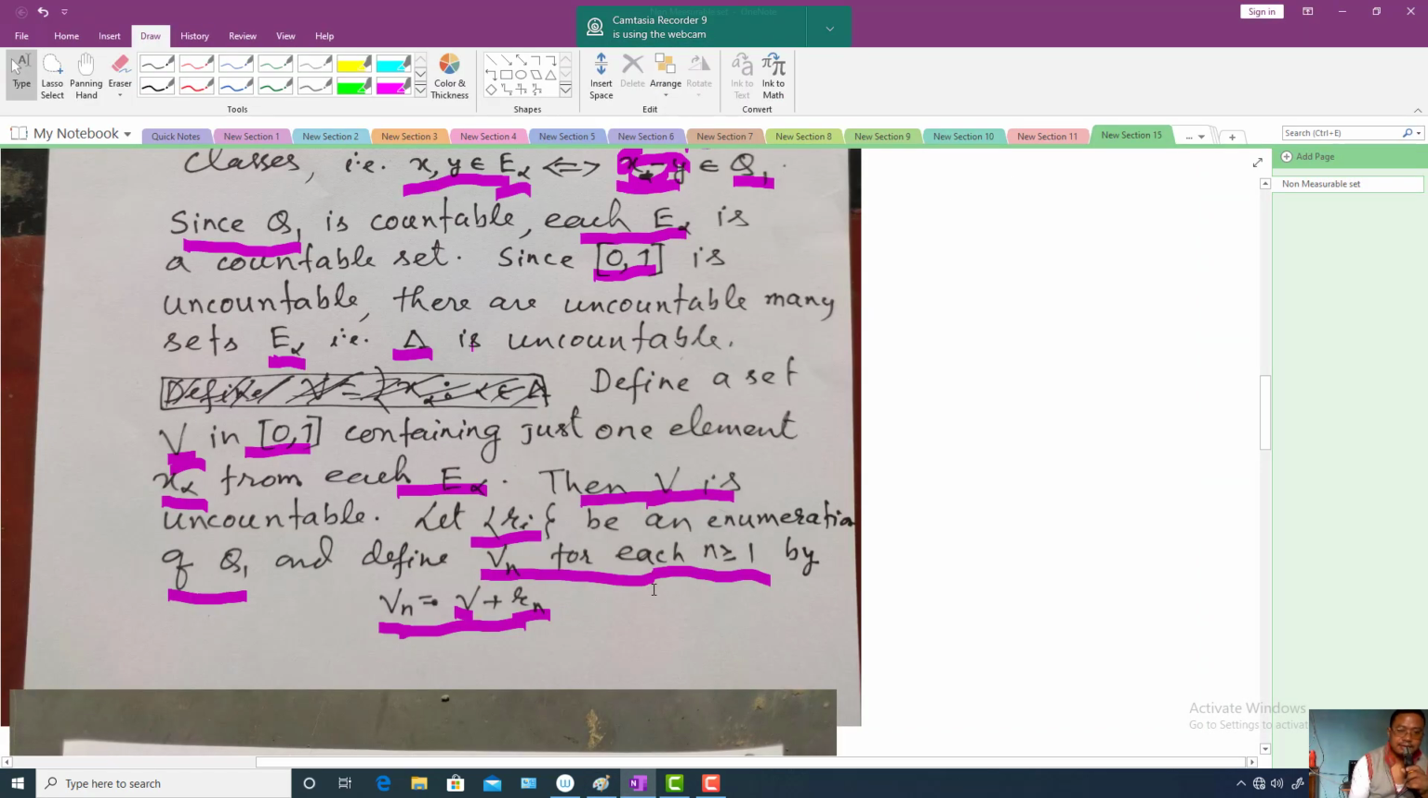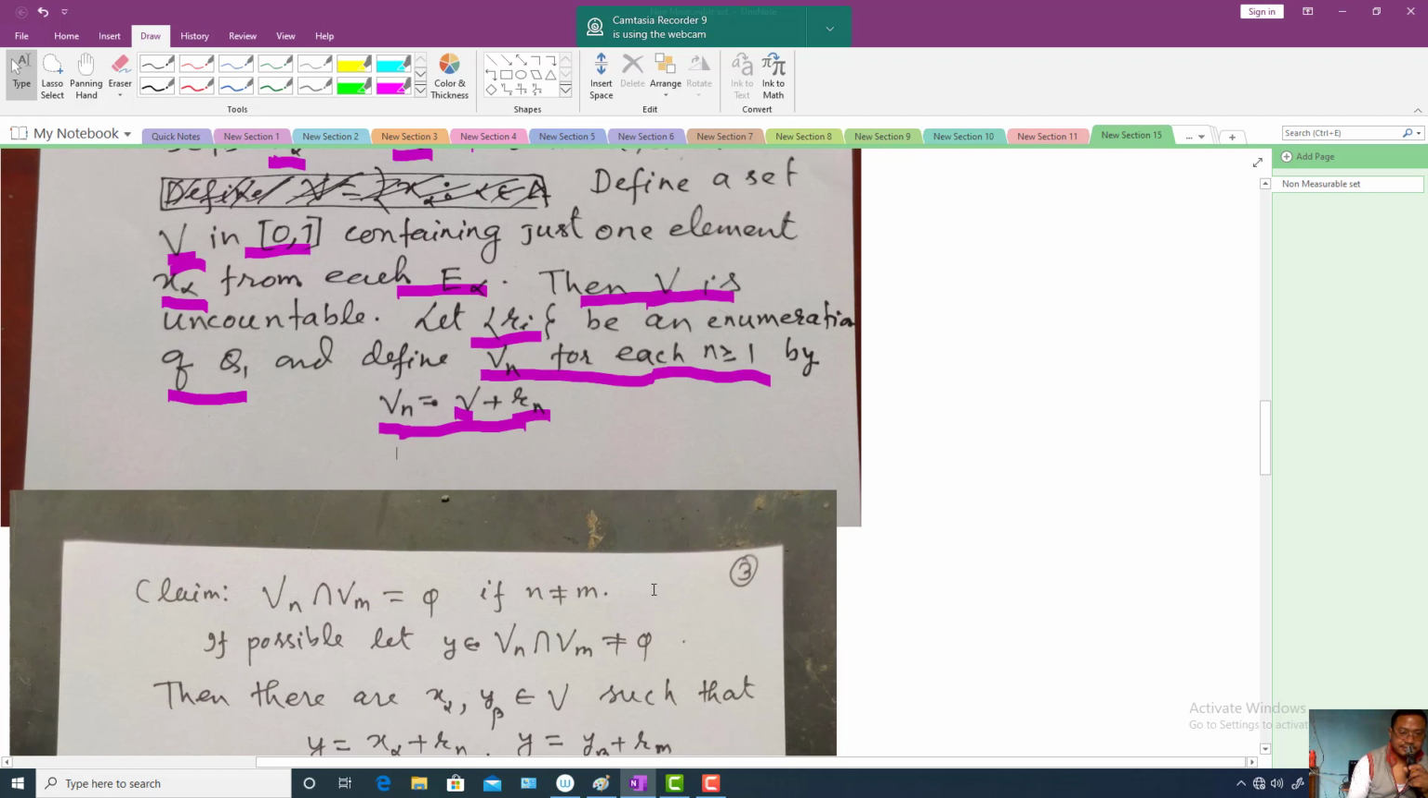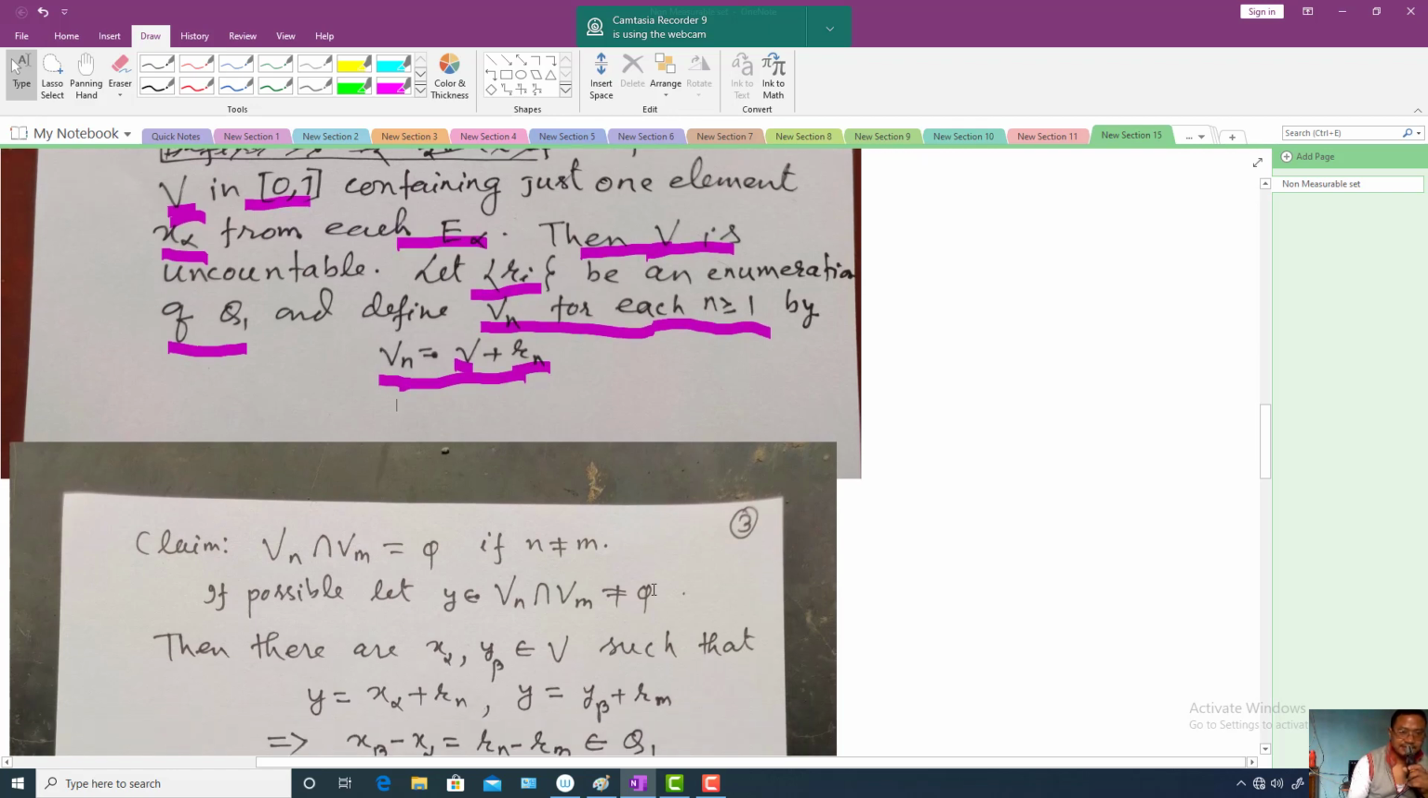Up to this point, what we have done is we have defined V, we have defined a relation, then we defined the equivalence classes. Then we gave an enumeration of the set of rational numbers in the closed interval [-1, 1]. Then ultimately we have defined Vn. So you have to see each step very carefully.